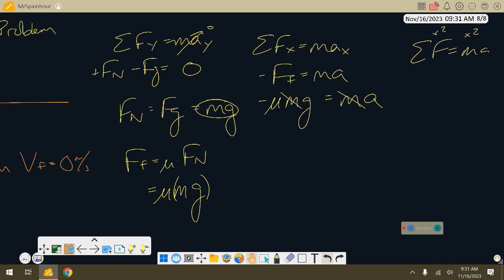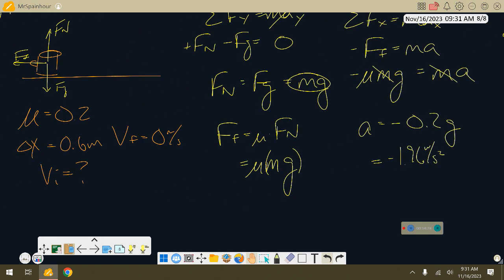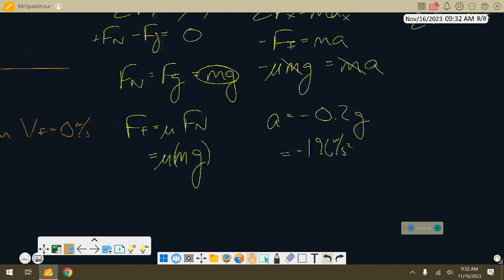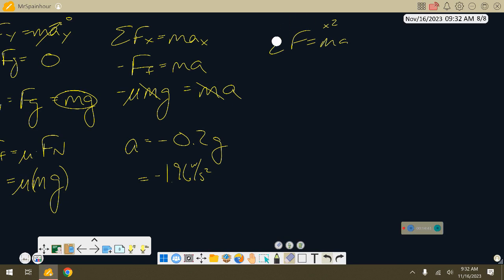So if we continue from here, we'll go ahead and plug numbers in now. Acceleration is equal to negative 0.2 times g, which would end up at negative 1.96 meters per second squared. And now, do you have 3 kinematic variables? Yeah, so now it's trying to figure out which problem that is. Which problem is that? Yes, that is the right one, correct. So we'll just go over here. I'll erase this part.